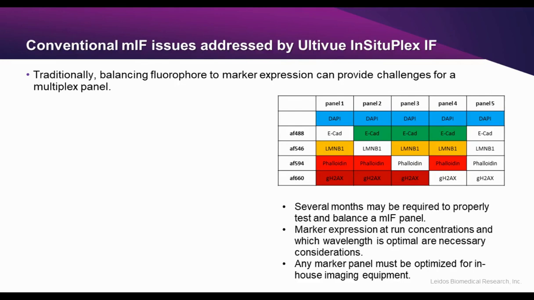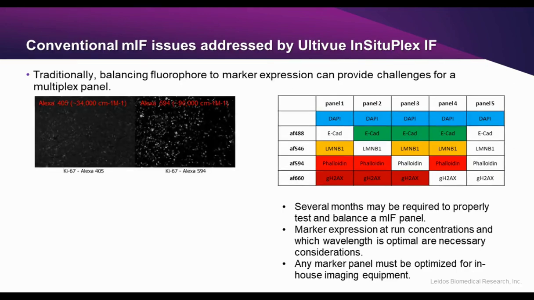Panels like this can be rearranged multiple times during optimization, and it can often be challenging to find the optimum fluorophore to target and to balance marker expression. Here is an example of how all fluorophores are not created equal, with exposure held constant, and both Ki-67 primary antibodies and secondary antibody conjugates run at the same concentration. Ki-67 detected with Alexa 594 clearly has a higher signal-to-noise ratio over Alexa 405.